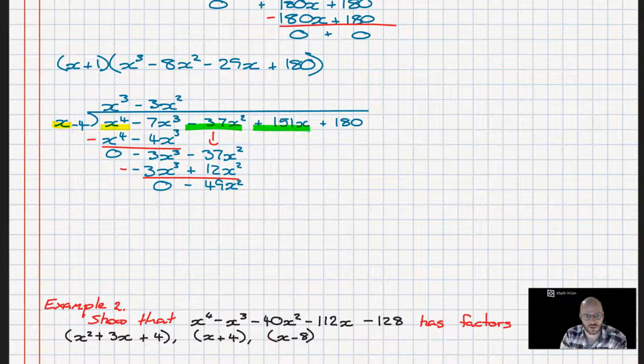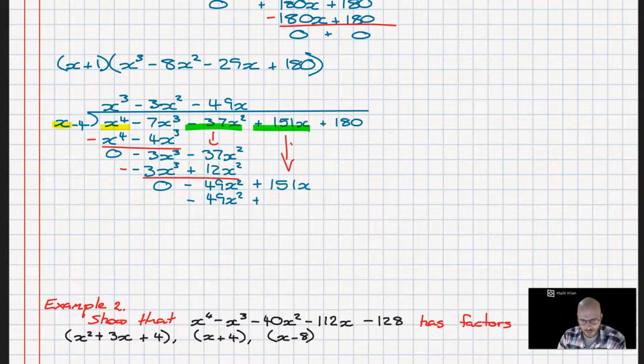Getting the next term along, we bring it down, 151x, and then we ask ourselves, what do we need to multiply x by here to make it equal minus 49x squared? And the answer to that is multiply by minus 49x. That will give us minus 49x squared. And then the 4 times minus 49, positive 196.